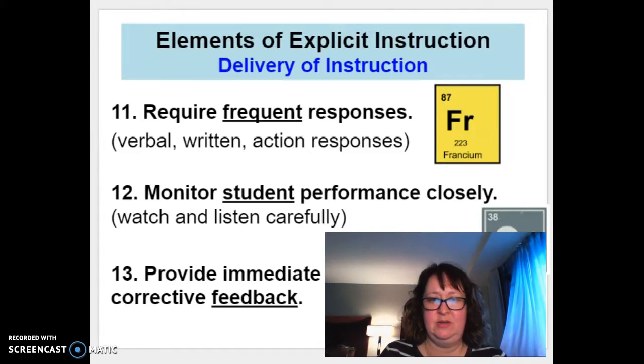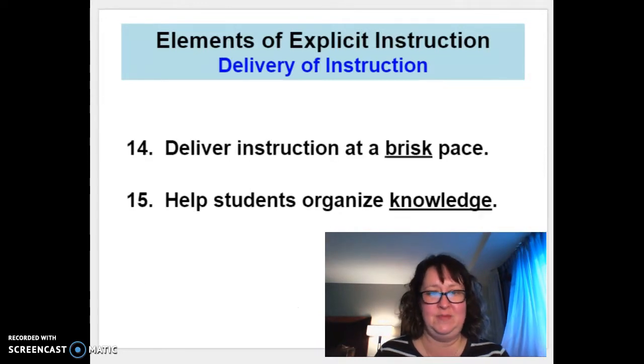that we're monitoring student performance closely and providing immediate affirmative and corrective feedback. The focus here is that the feedback is both affirmative, we're letting students know that when they're doing a good job, when they're accurate and correct, and also providing corrective feedback so they don't continue with misinformation.